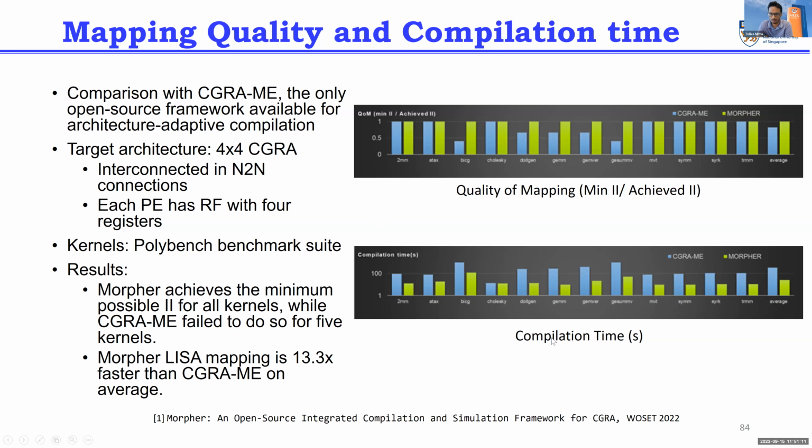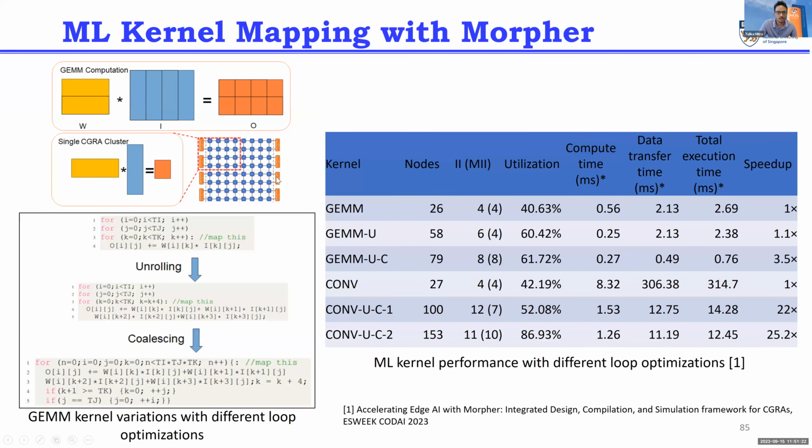And in terms of the compilation time, Morpher is 13.3 times better or faster than CGRA-ME on average. And also, as I mentioned, our toolchain can map complex loop kernels rather than being limited to simple kinds of loop kernels. So we have mapped these machine learning based kernels using Morpher.